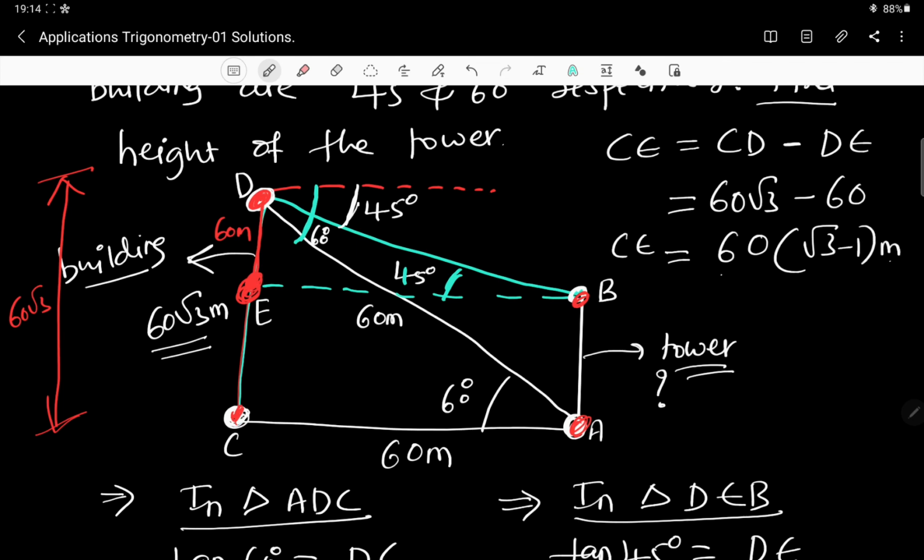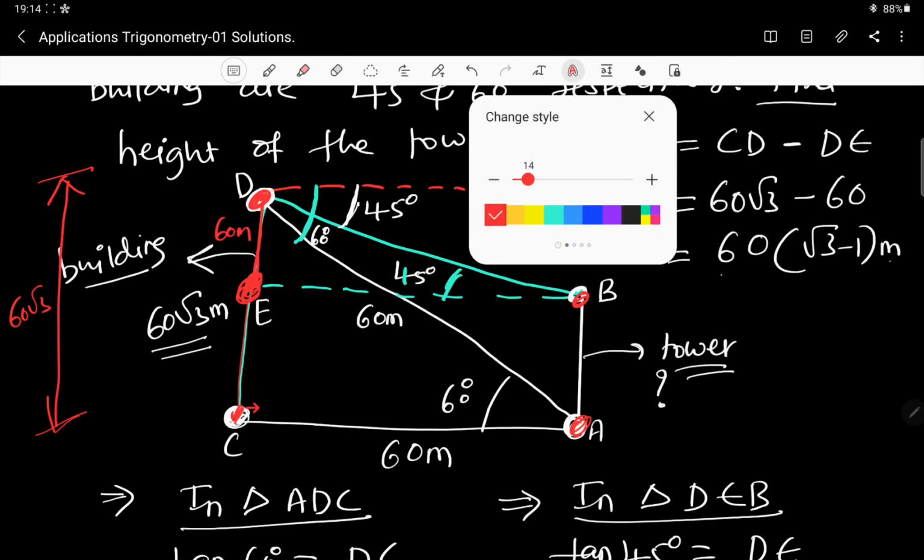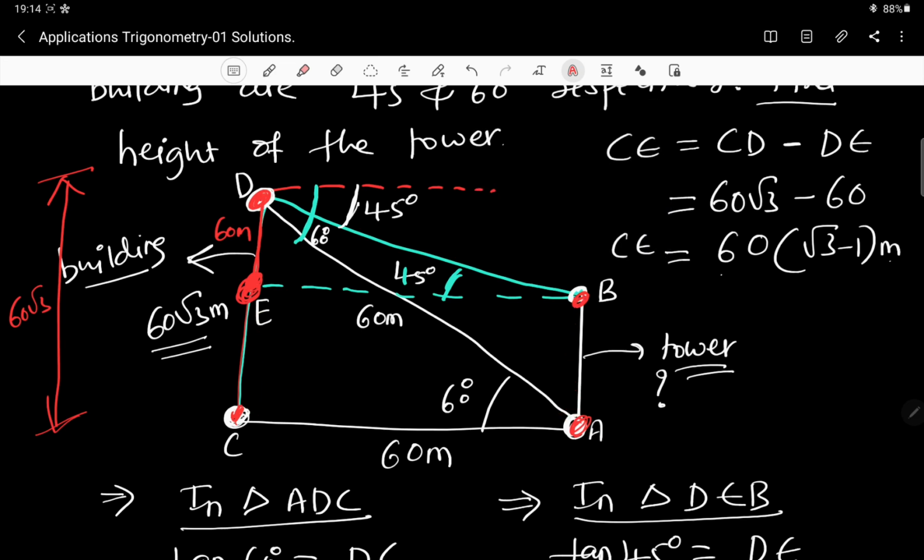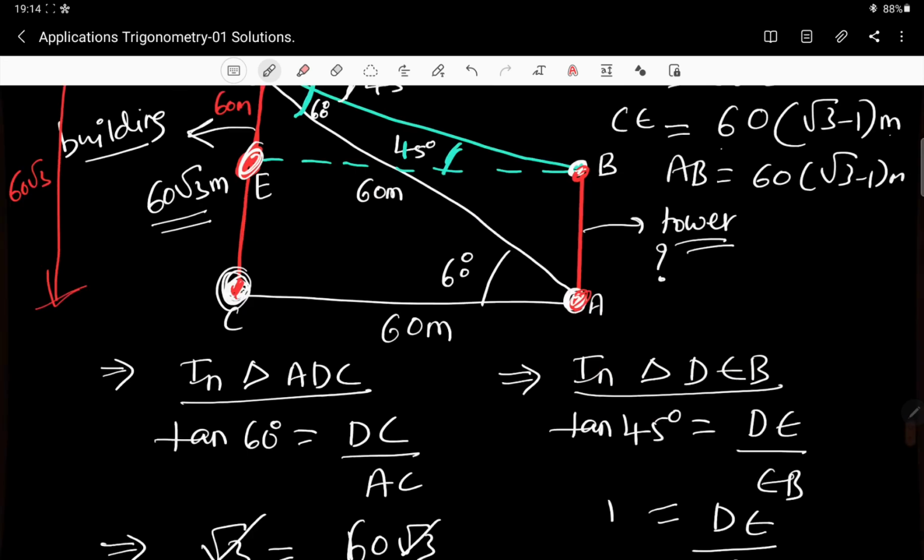So what is this CE? Look at this CE. Whatever C to E you are getting, the same is the height for this AB also. This one AB and this one CE. CE means from this point C to E, and E to B are both the same, so I am going to write AB is equal to 60 root 3 minus 1 meter. All right, I hope you understood the logic. This one you are going to do in a straight line, otherwise we will miss out the diagram. That is why I have done it like that.